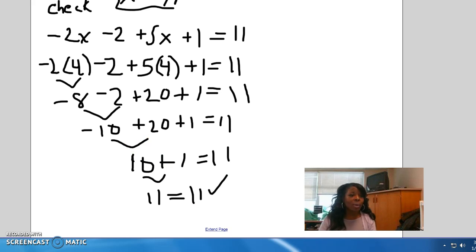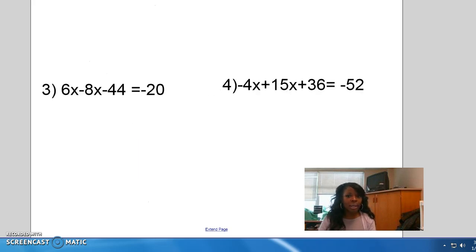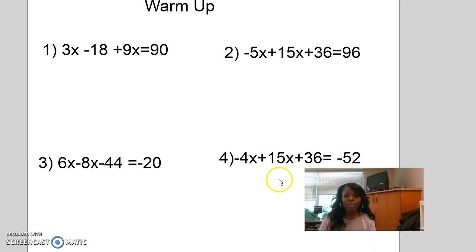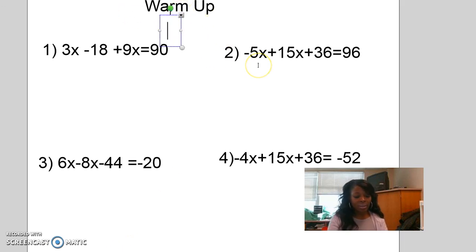So now what I want you to do is I'm going to go to the next page, and if you're at home or in academic lab, write down these problems. Press pause, write down the problems, and I'm going to amend this by saying solve and check. Okay?